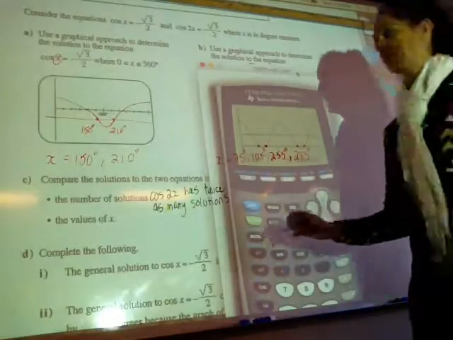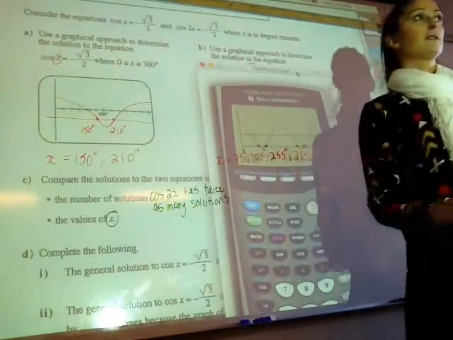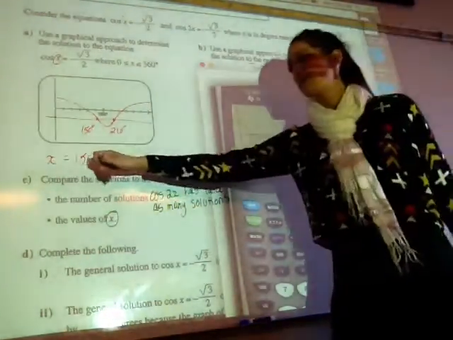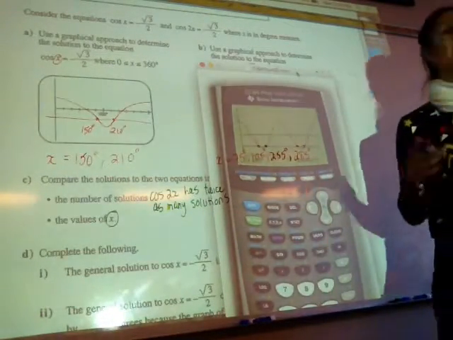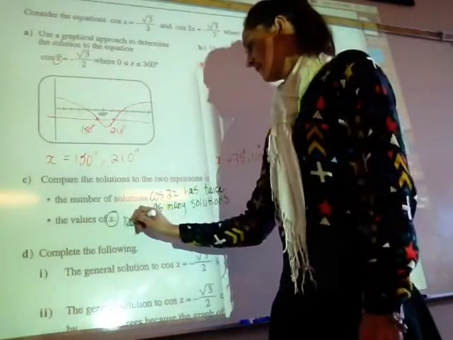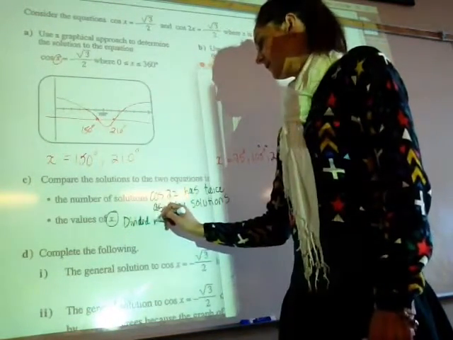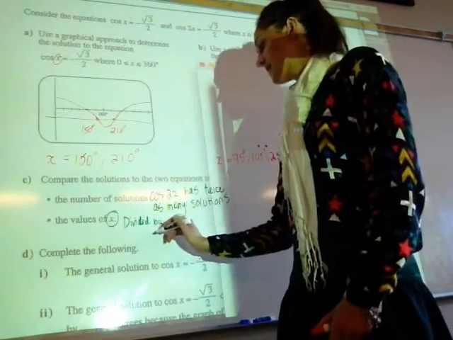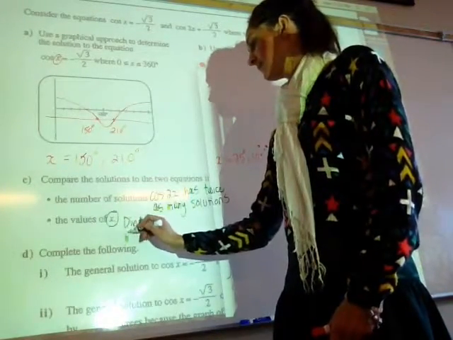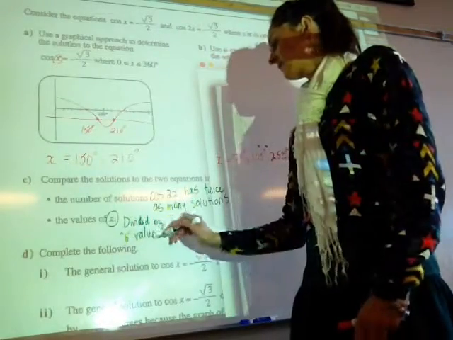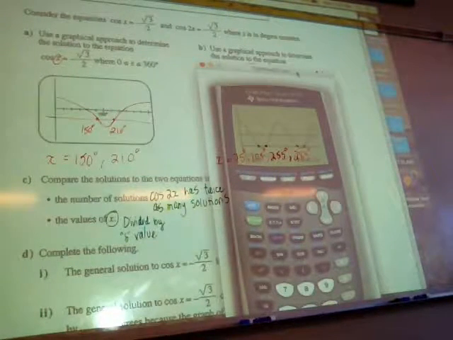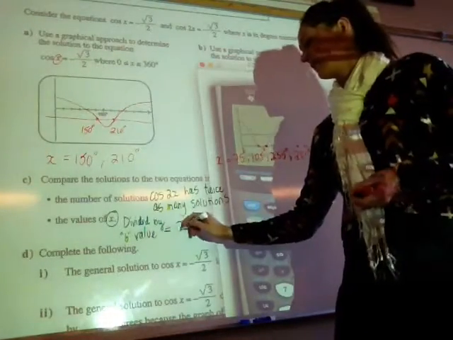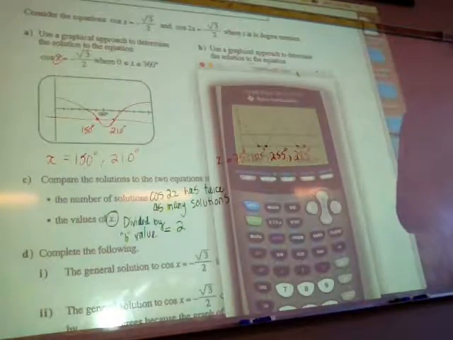And what's happening to the values of x? For example, first we had 150 and 210. Now our first two are 75 and 105. They're being divided by 2, or half. And I'll just say divided by the b value. Or you could say it's multiplied by the horizontal stretch factor. And in this case, the b value is 2. So we're dividing each solution by 2.